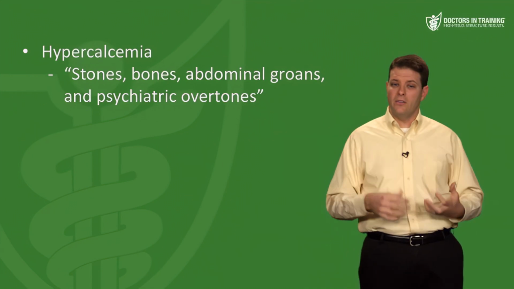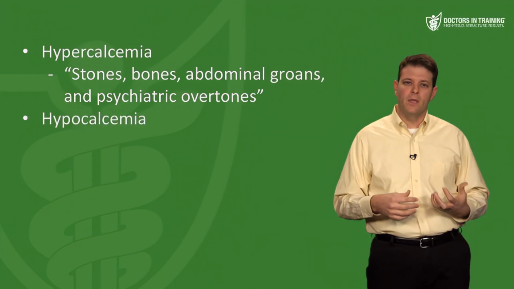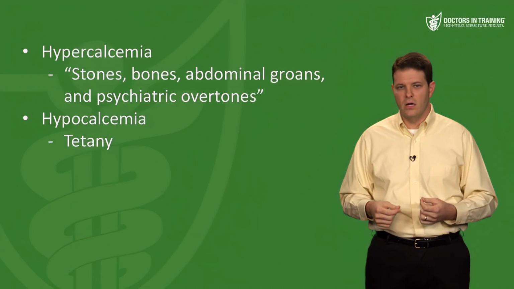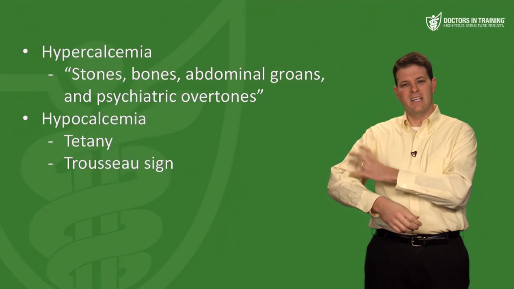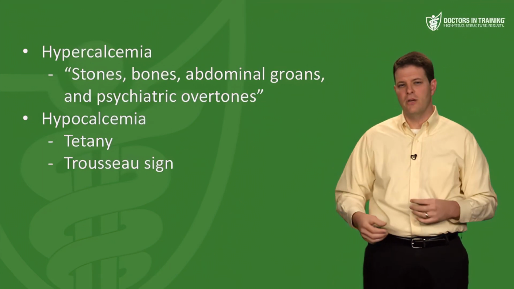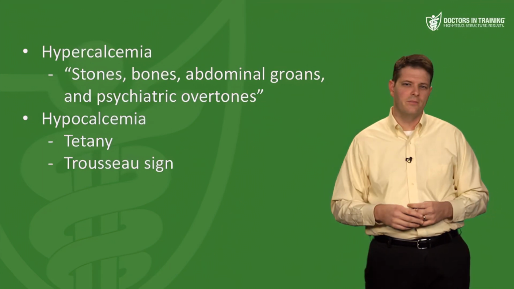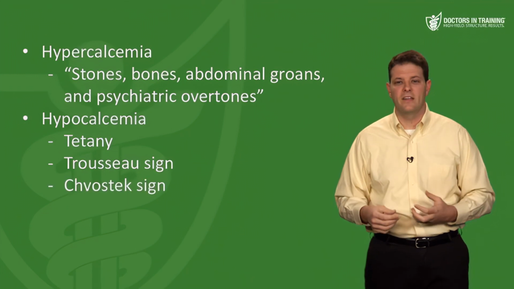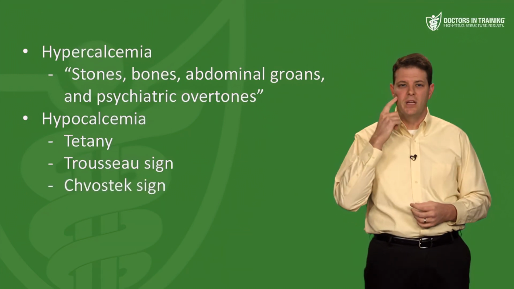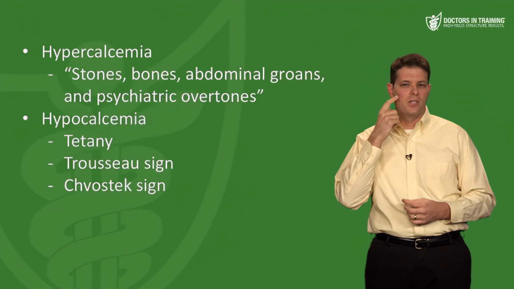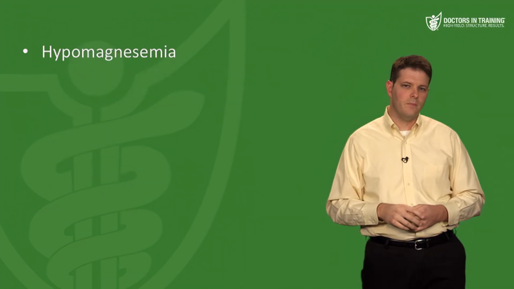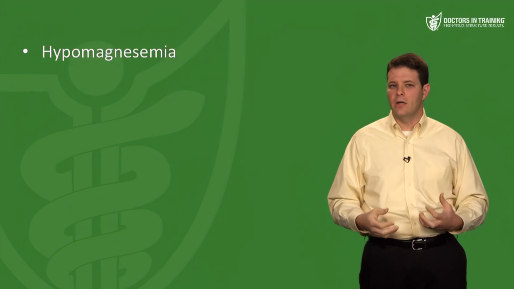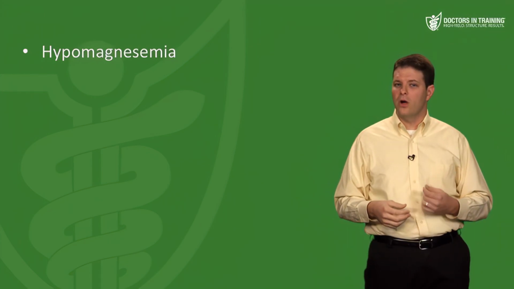Then with low calcium, or hypocalcemia, you need to remember tetany, which we test for with Trousseau sign. Remember T for Trousseau and T for tighten the cuff, tighten the blood pressure cuff on the arm, and causes carpopedal spasm. And you can also test for Chvostek sign, so CH for cheek and CH for Chvostek. You're tapping on the cheek, and tapping on the facial nerve and getting facial nerve spasm. And then hypomagnesemia, or low magnesium, will also cause tetany.